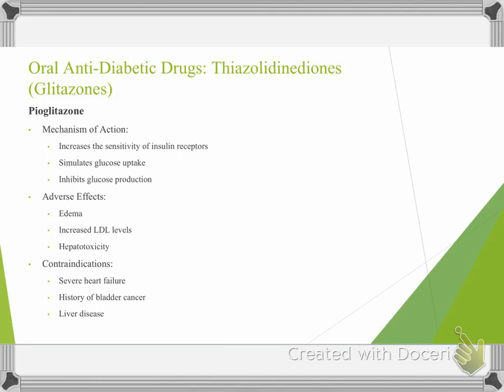Glitazones, mechanism of action: they are insulin sensitizing drugs. So they increase the sensitivity of insulin receptors, which will help decrease insulin resistance. These also help decrease serum glucose, because they stimulate glucose uptake and storage in the liver, which will decrease the serum glucose, and they inhibit glucose production in the liver. So both of those are going to decrease serum glucose.